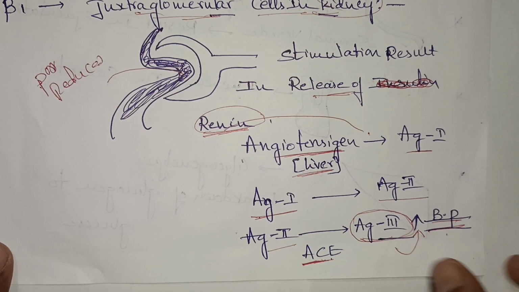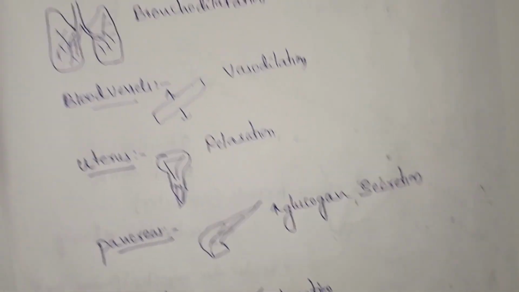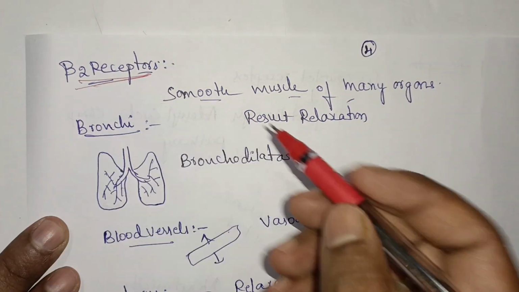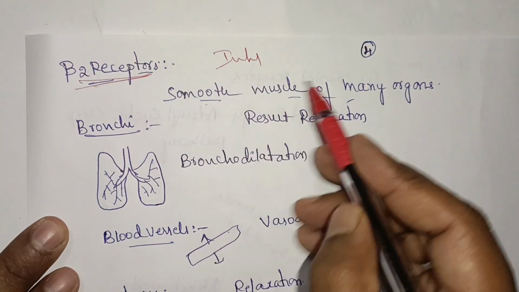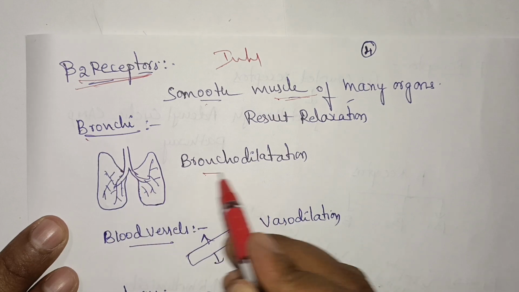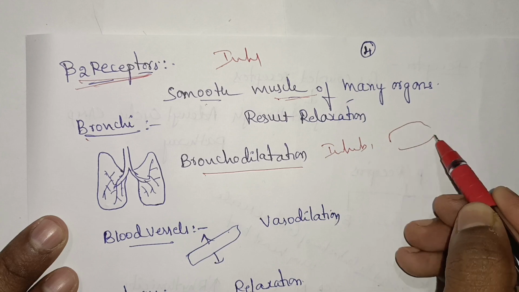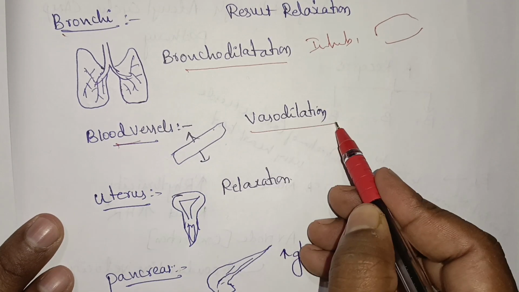These are all about beta 1 receptor. Next, beta 2 receptors. Beta 2 is nothing but inhibitory. They are mainly found in smooth muscles like bronchi, leading to bronchodilation. Because of inhibitory nature, dilation of bronchi takes place. In the blood vessels, vasodilation.